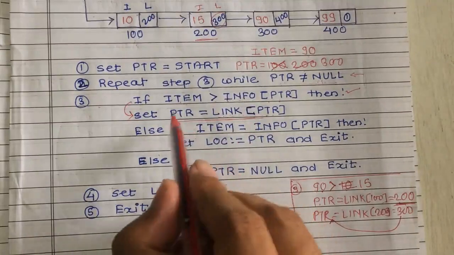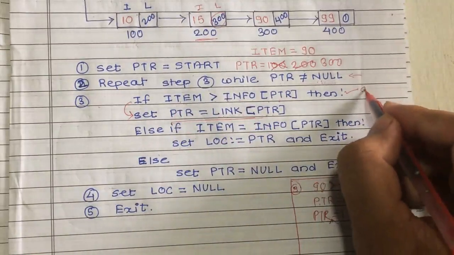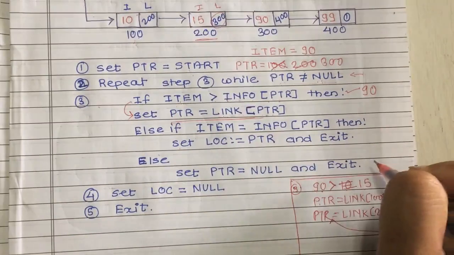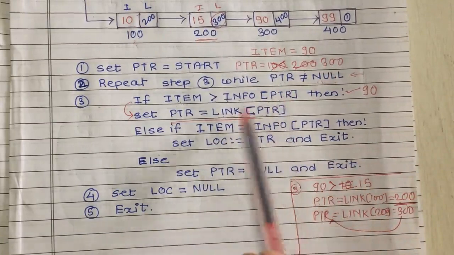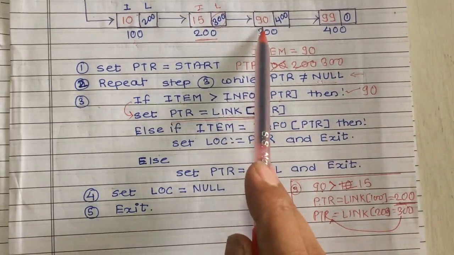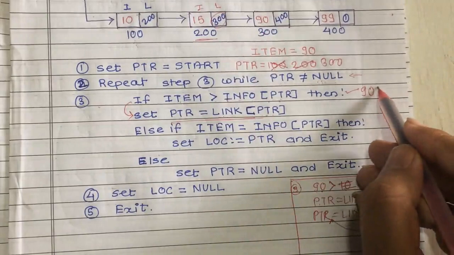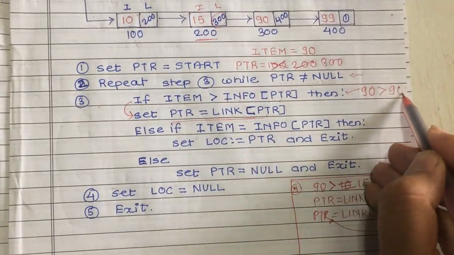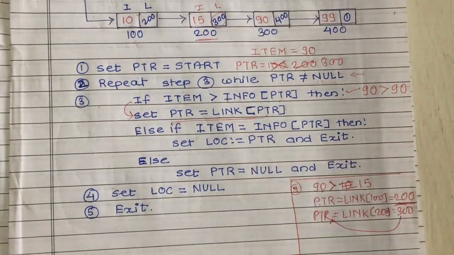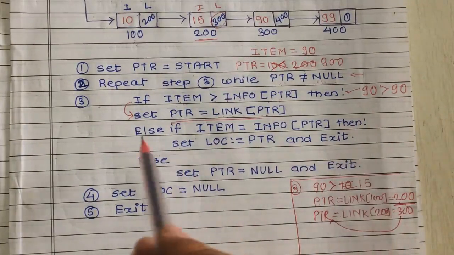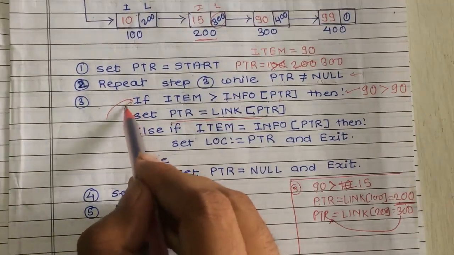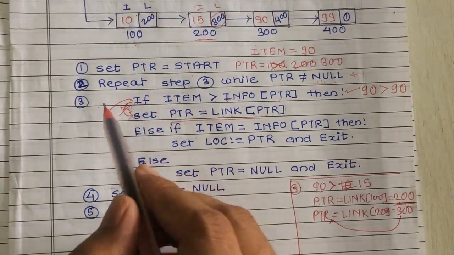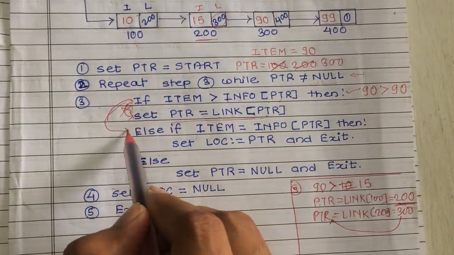In step number 3, item is equal to 90 and the value of PTR is 300 and info of 300 is 90. So the condition is whether 90 is greater than 90. Is the condition true or false? It is false. 90 is equal to 90, 90 is not greater than 90. So as the condition is false, our control, instead of going into the if, will directly move towards the else part.